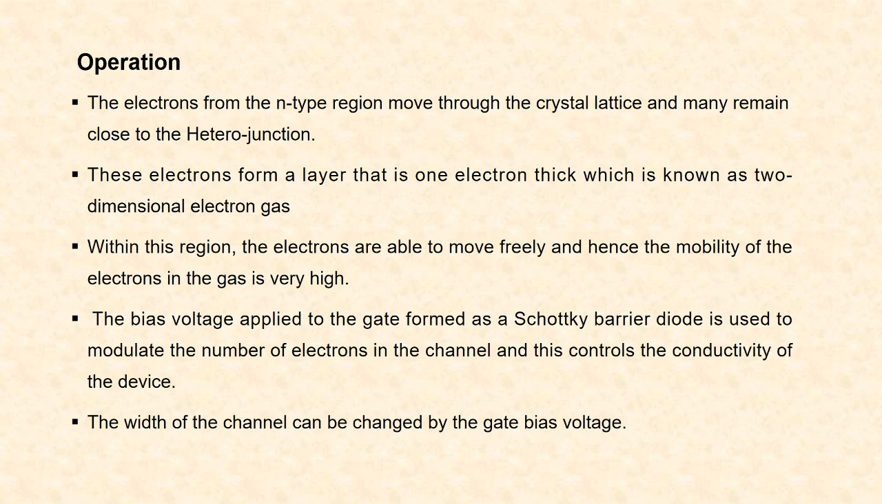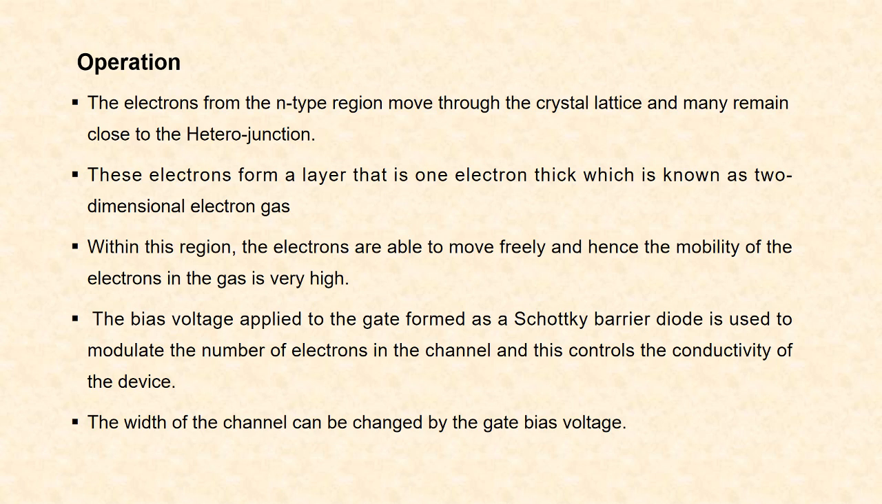Next is operation of HEMT. The operation of HEMT is different from other FET devices. The electrons from the N region move through the crystal lattice and many remain close to the heterojunction. These electrons form a layer that is only 1 electron thick. This layer is known as two-dimensional electron gas. Within this region, the electrons are more free to move, and hence the mobility of the electrons in the gas is very high.